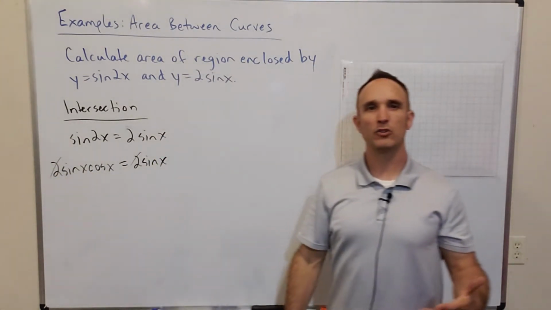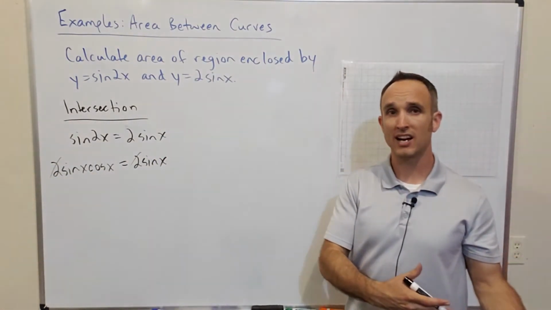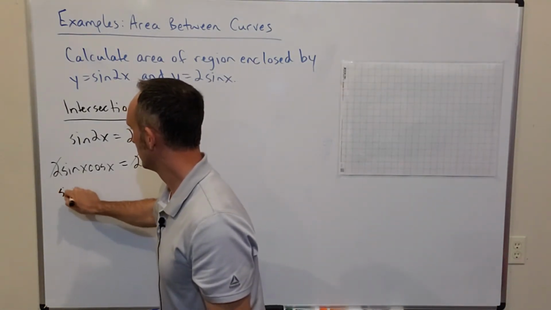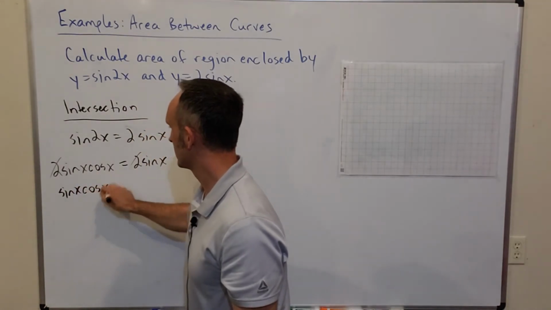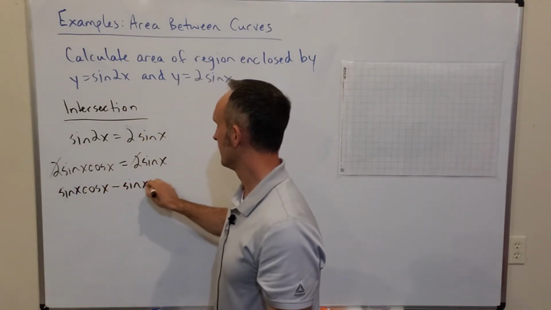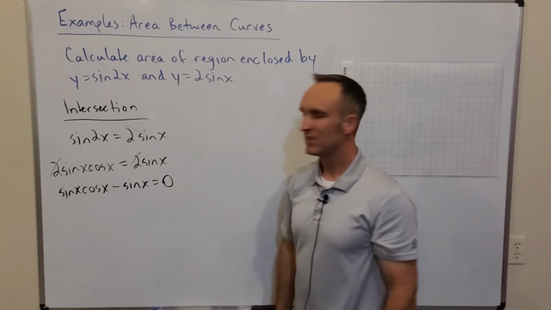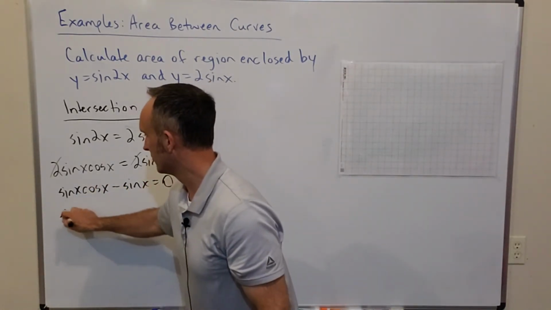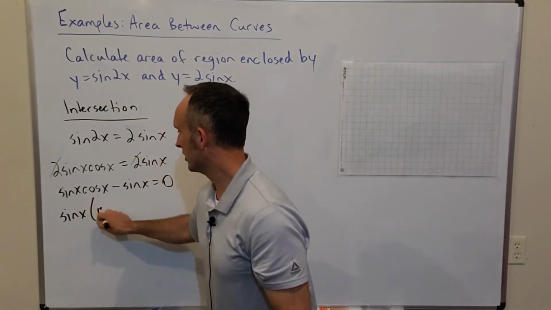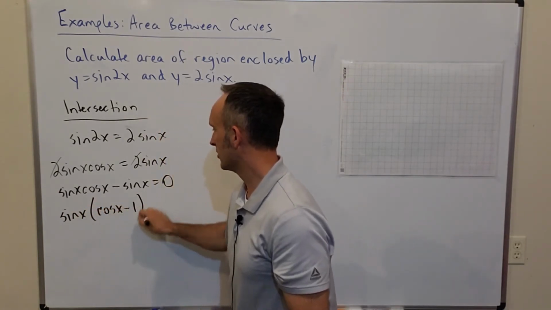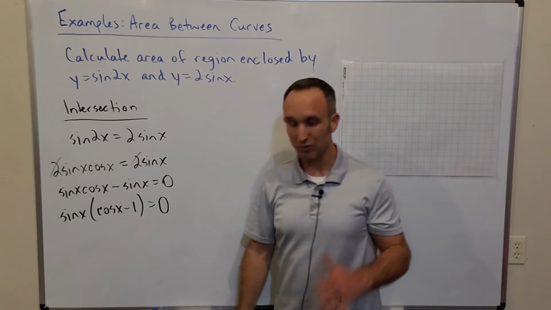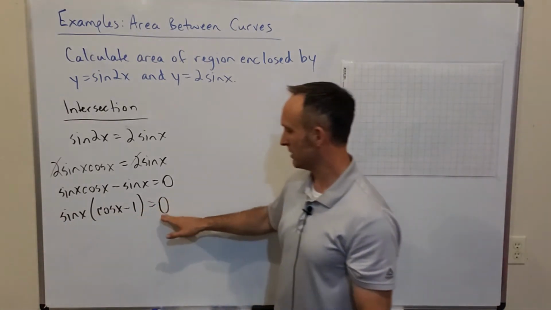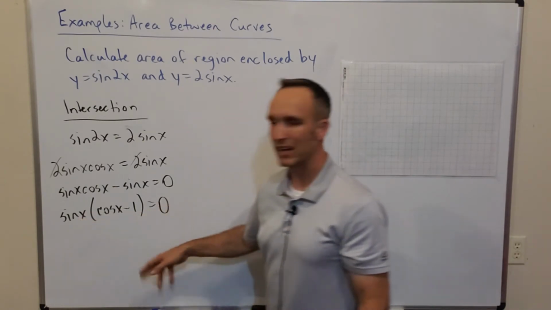And then just like a quadratic equation, let's get 0 on one side and then factor. So what we'll do is subtract this sine of x over. So I get sine x cosine x minus sine x equals 0. And then these two terms have a sine of x in common that we can factor out, leaving cosine x minus 1. Now to finish solving this, if I've got two factors that multiply to be 0, then one of those two factors has to be 0.